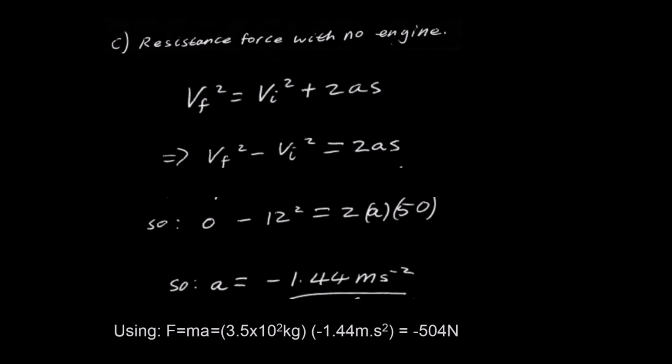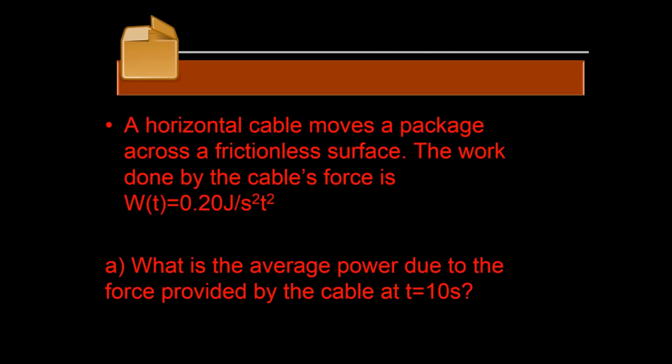Shifting gears back to work and power. We now have a horizontal cable that's moving a package. We have a frictionless surface, unrealistic, but simplifies our problem. And the work is done by the cable's force. So here's a package with a cable attached, and it's going to pull our package along. And the work is given by this function. Work is equal to 0.2 joule per second squared t squared.